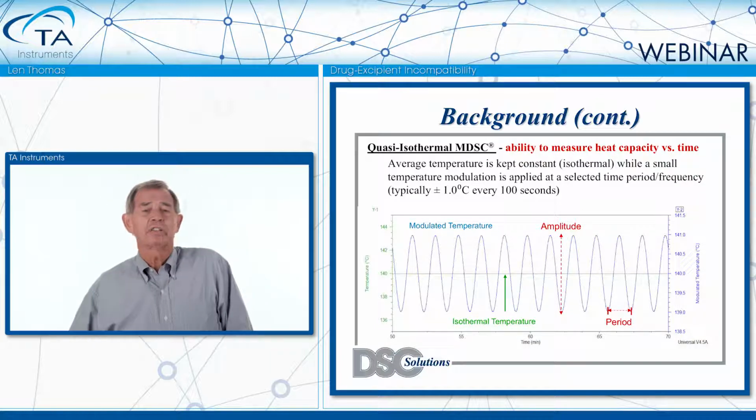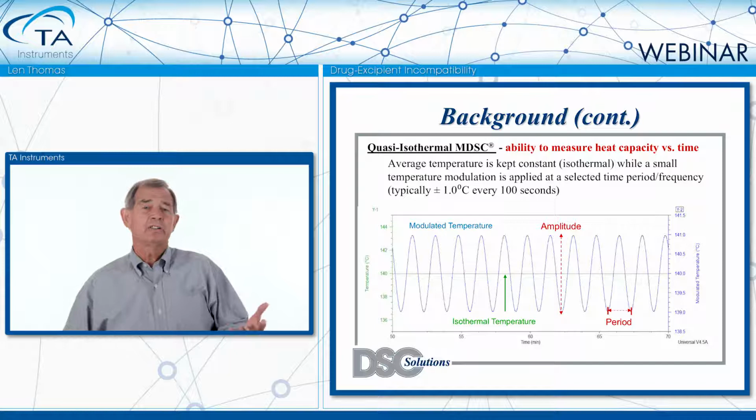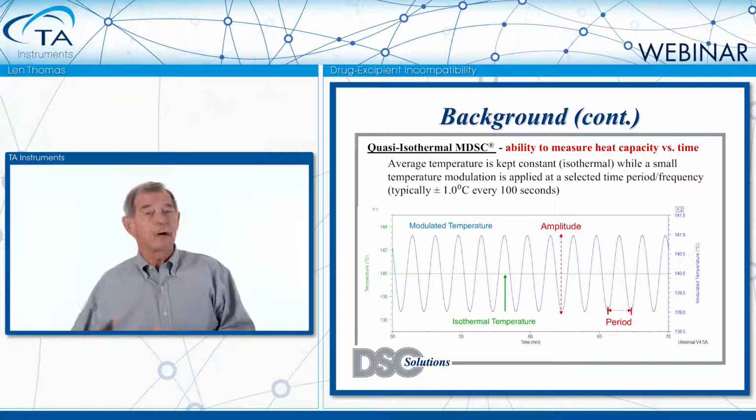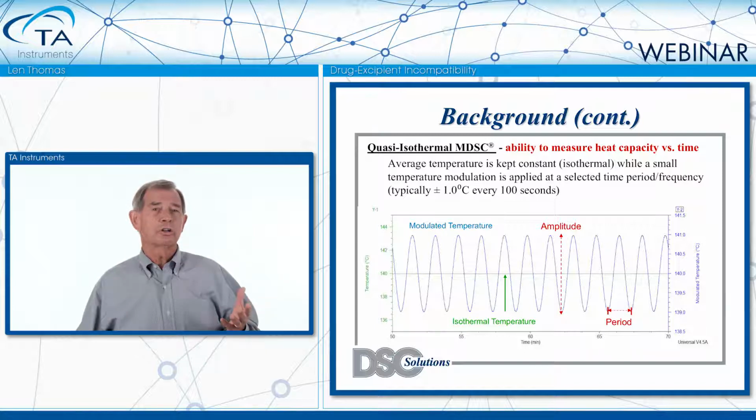I mentioned quasi-isothermal modulated DSC is not a very common technique. It is used, but in this case, you're going to see that it has a fundamental role to play in this application. Now, let me explain what quasi-isothermal modulated DSC is. It's a long name for a simple experiment. Basically, what you're going to do is pick an isothermal temperature to do your experiment. And I'm going to show you how you can zero in on the right isothermal temperature for your MDSC experiment.